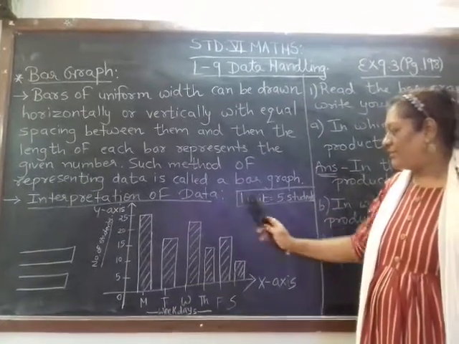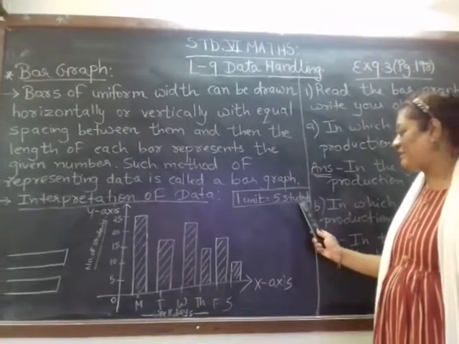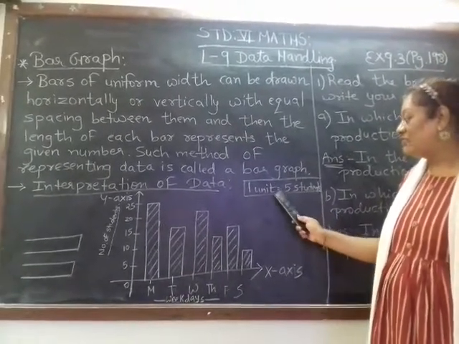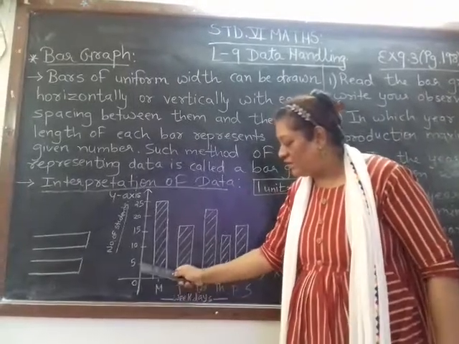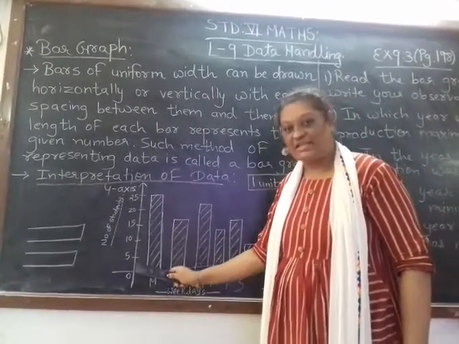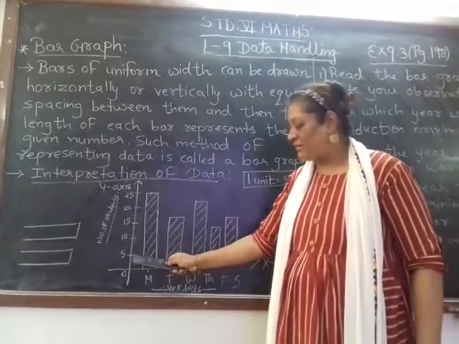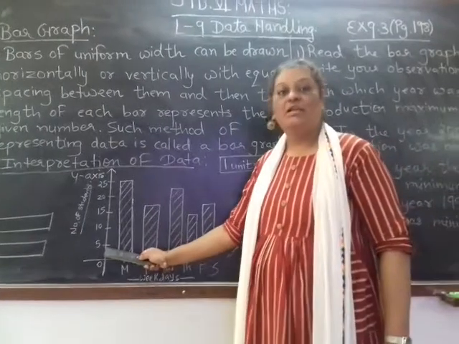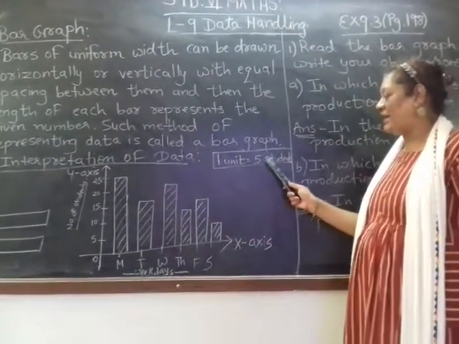Now from here, please note that I have written 1 unit is equal to 5 students. This is what 1 unit means. From O or 0 till the very first number I had written on the y-axis. After 0, the very first number I had written on the y-axis is 5. So that is why 1 unit is equal to 5 students.